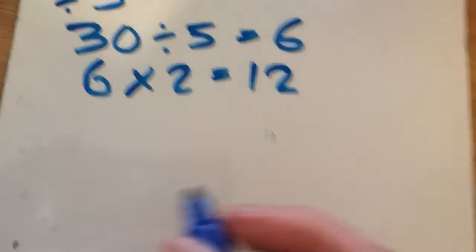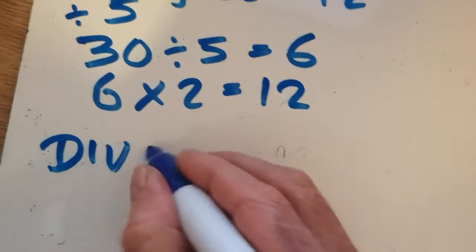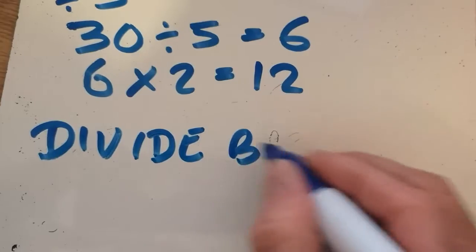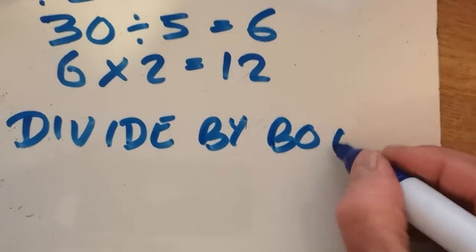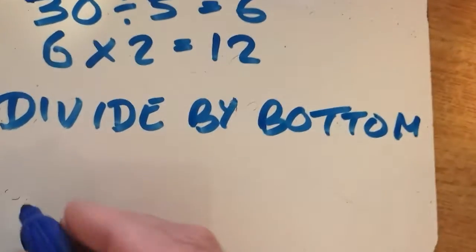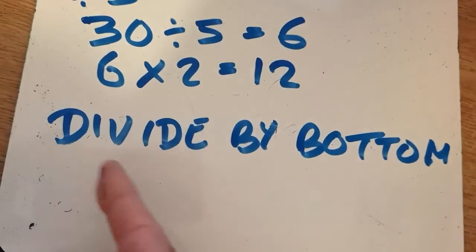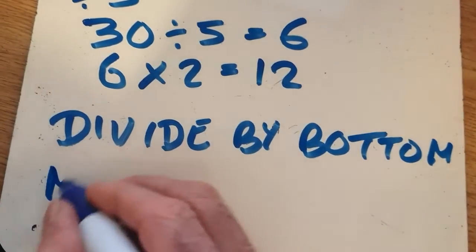The thing to remember on these questions, same thing every time. You divide by the bottom and you times by the top. If you do that on a find the fractions of amounts question, you're not going to go wrong. Divide by the bottom and multiply by the top.